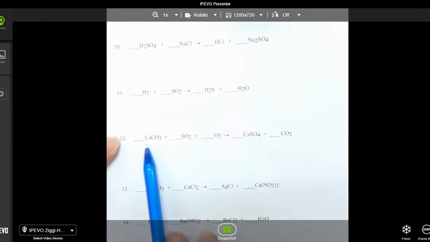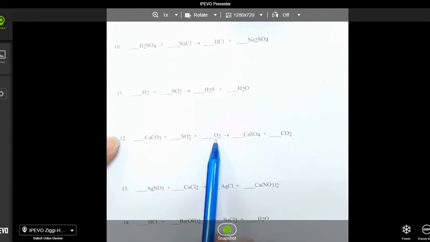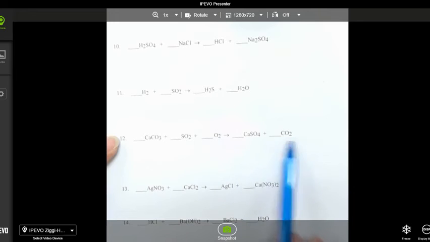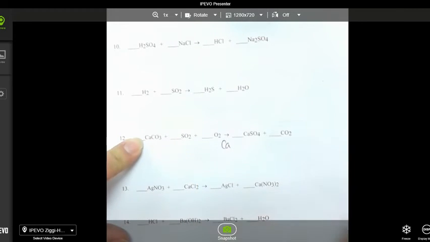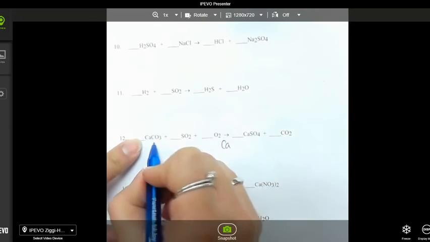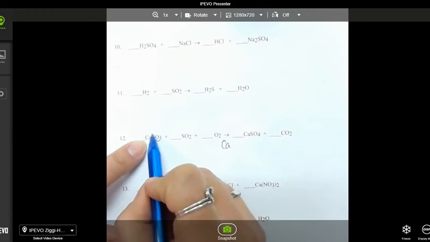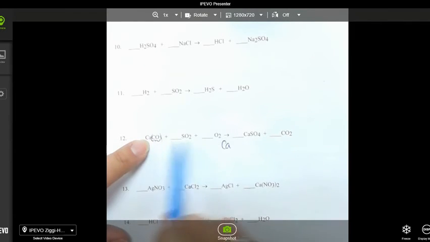We have calcium carbonate, SO2, oxygen, creates calcium sulfate and carbon dioxide. So first atom in my list is Ca. All right, now here's a polyatomic, CO3. Since there's a polyatomic, I'm going to put parentheses around it, right? But what I have to do is check to make sure that CO3, as it exists right here, is on both sides.